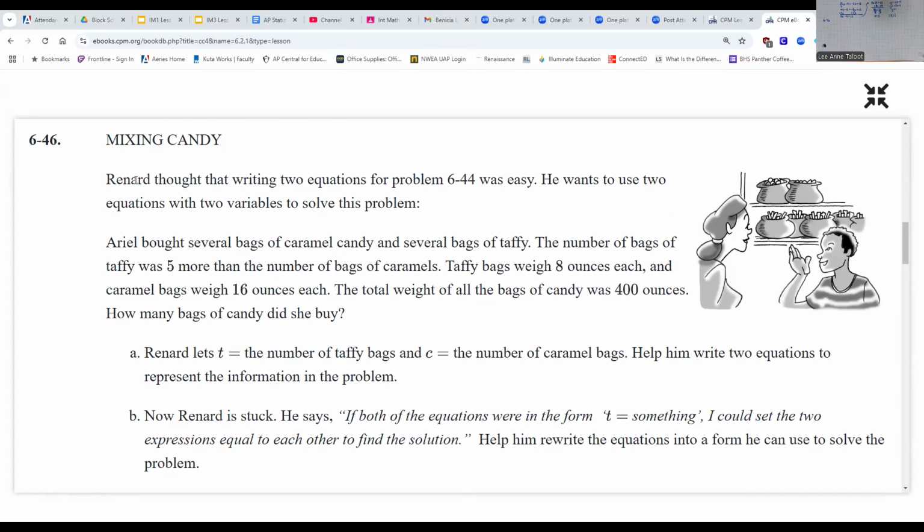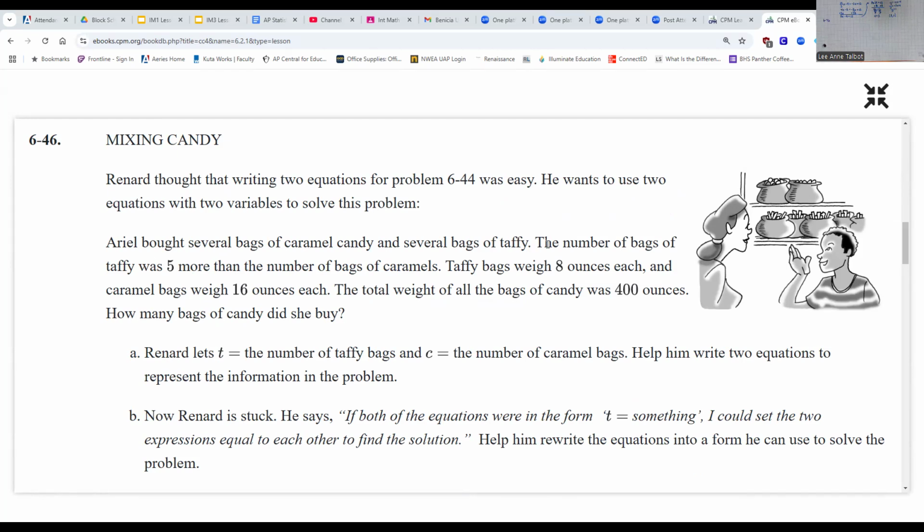How do I pronounce this? Renard thought that writing 2 equations for problem 644 was easy. He wants to know who wants to use 2 equations with 2 variables to solve this problem. Ariel bought several bags of caramel candy and several bags of taffy.